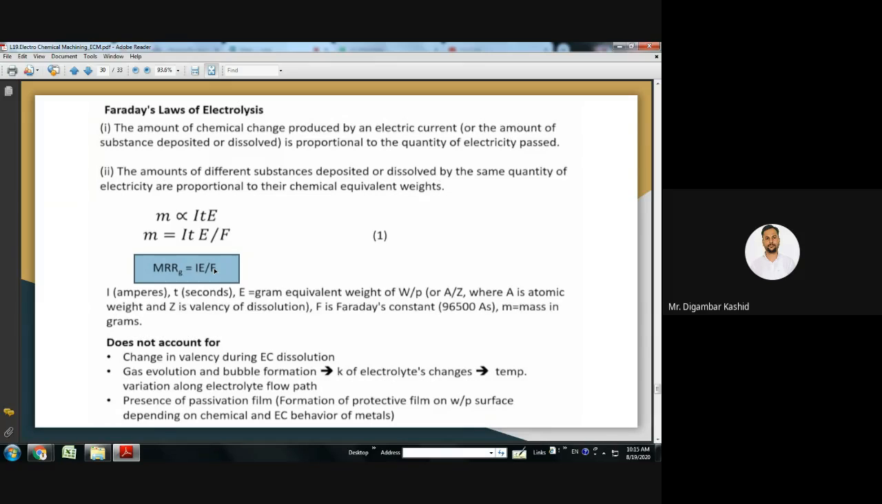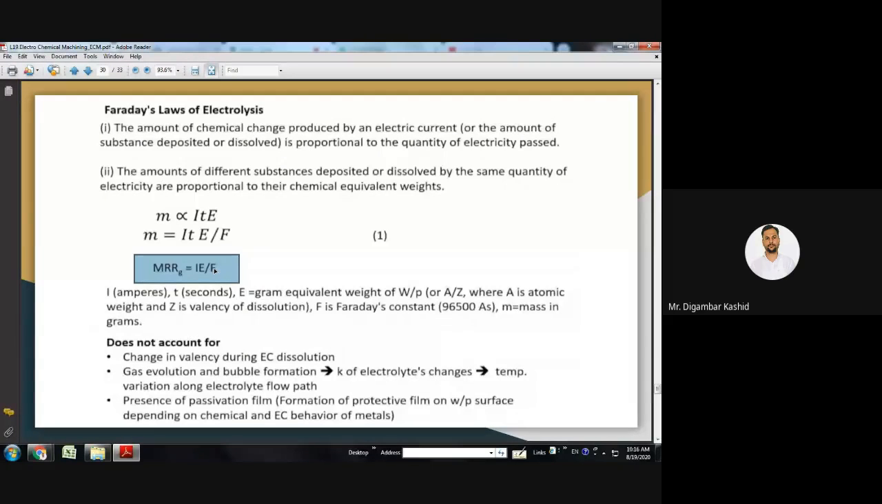Okay, now we know that I means what? That is current in ampere. Now E means what? Gram equivalent weight of your workpiece. Or you can calculate it by another formula, A divided by Z, and that A means what? Again, A means the atomic weight and Z is the valency of that dissolution.